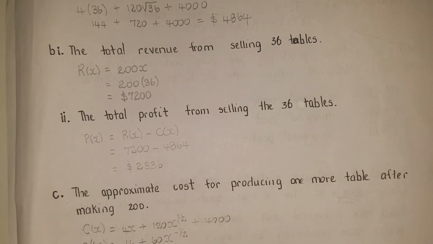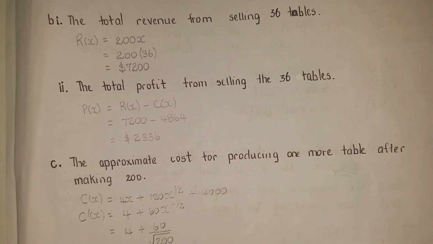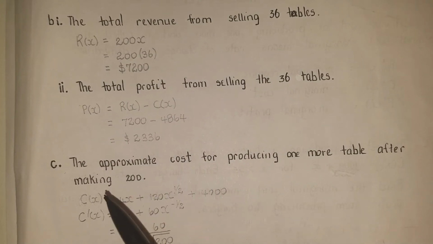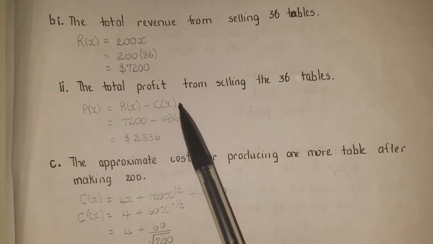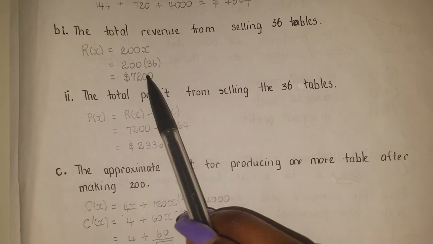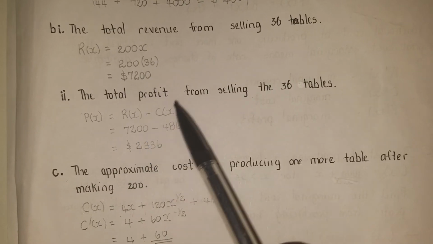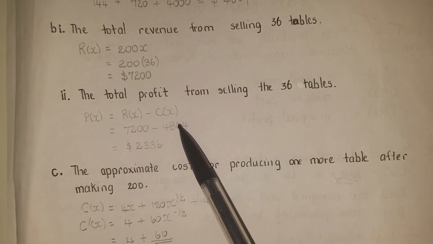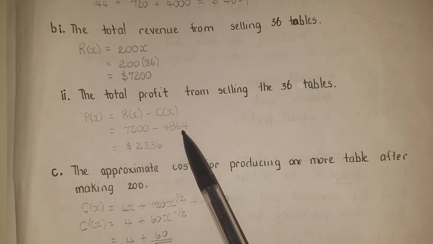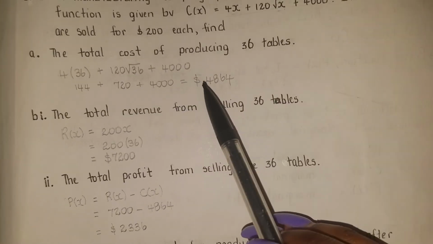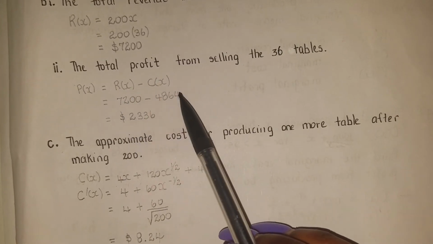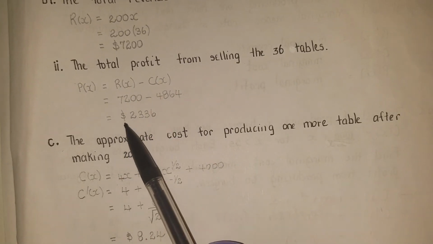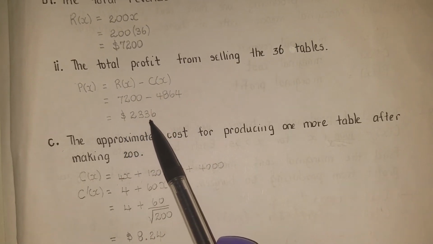The next part is asking for the profit, and the profit will simply be the income or the revenue minus the cost. The revenue was $7,200. The cost for producing the 36 tables was $4,864, as we found earlier. So when we subtract that, there will be a profit of $2,336.